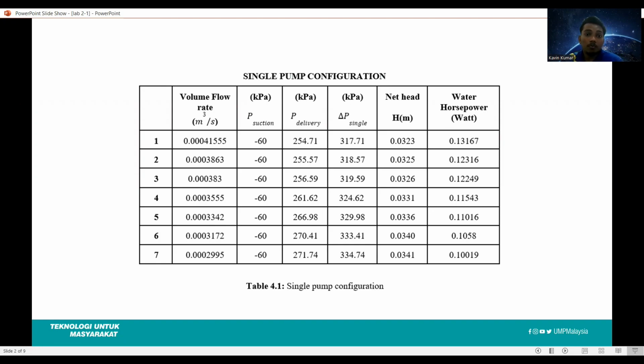As for the single pump configuration, we have managed to take the pump suction, pump delivery and pump single, and the net head was calculated by P single divided by rho g, where rho remains constant for the three experiments, which is 1000, and the gravitational acceleration was taken as the constant value, which is 9.81 meters per second squared.